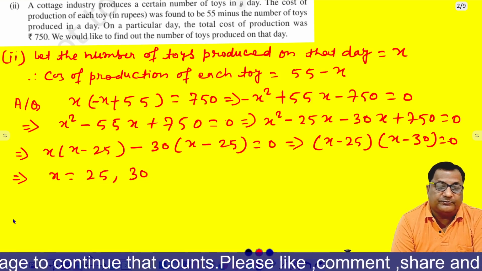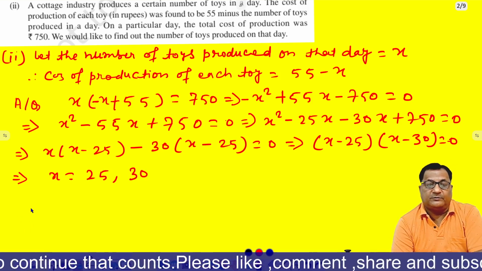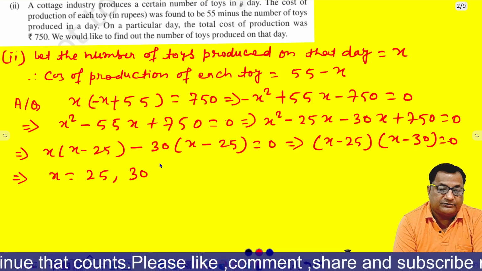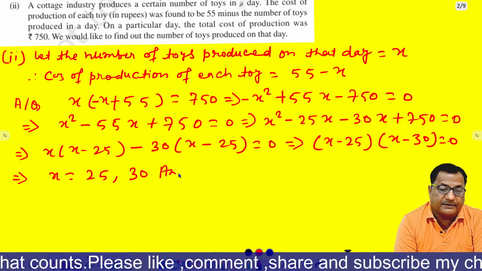So the question is, we would like to find out the number of toys produced on that day. So this is the answer.